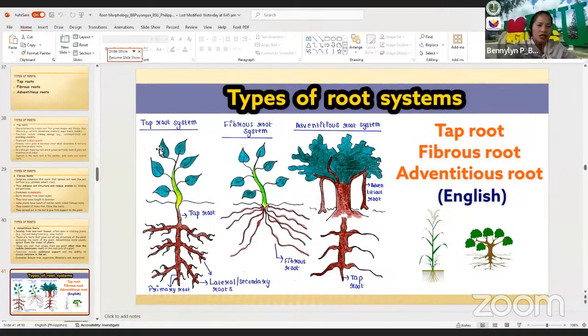This illustration on the left side is the taproot system. At the center is the fibrous root, and at the right side is the adventitious root system. So you take a look at it. Taproot systems, again, are deep-rooted. Fibrous roots are shallow-rooted, like grasses and wheat. And the adventitious root system has a taproot, but it also has adventitious roots from the branches. This is a banyan tree, some of the adventitious roots.